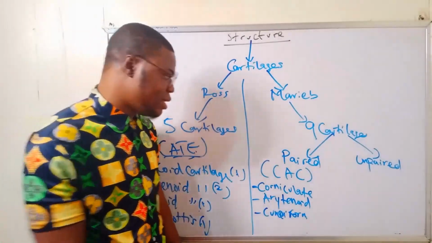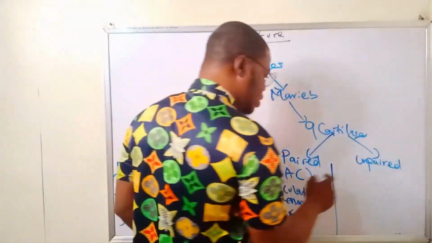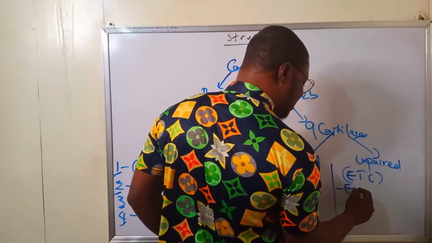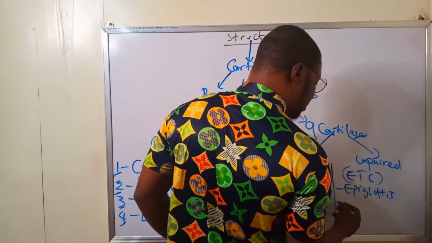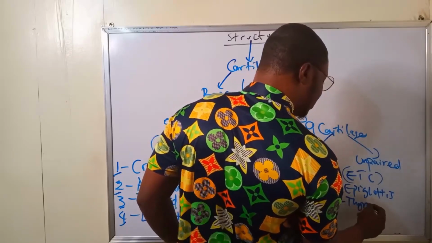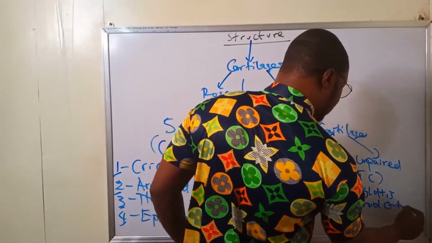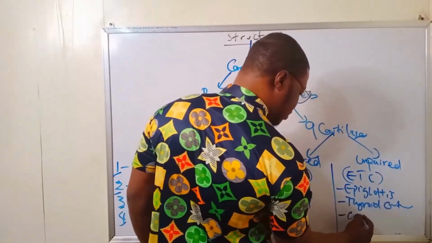As simple as that. Now, for the unpaired, that is, they occur once. The acronym is ETC. The E is epiglottis. And the T is thyroid cartilage. And then the next one is C, and that is cricoid.